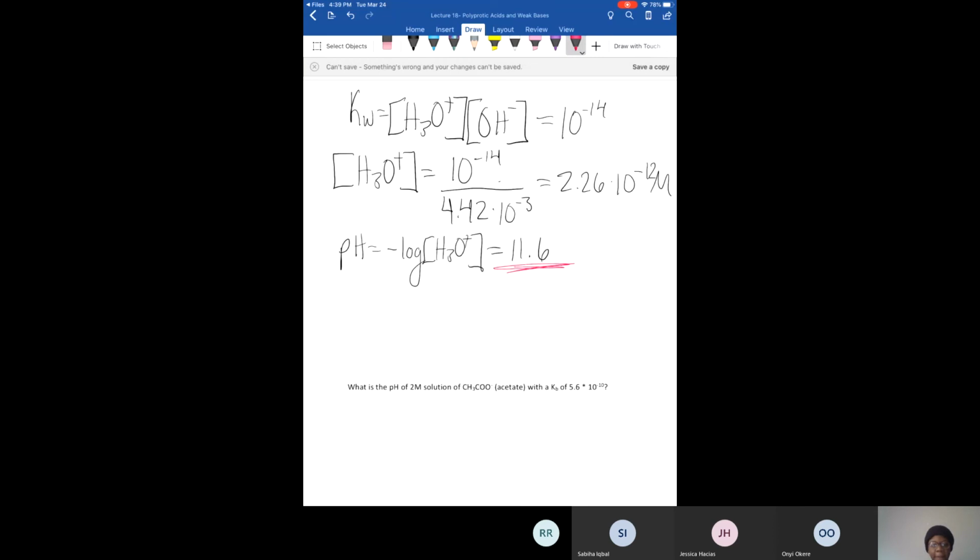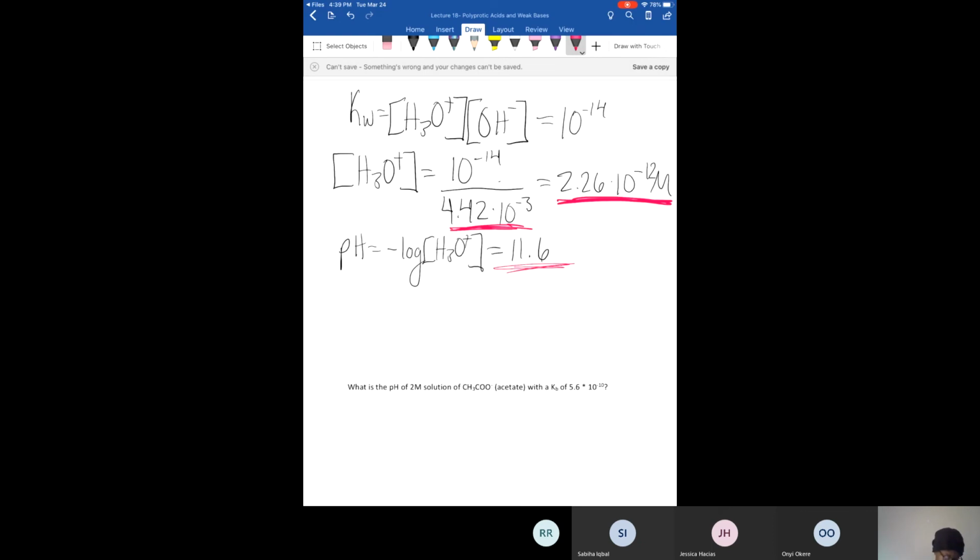It should be basic because your OH concentration is 4.42 times 10 to the negative 3, and your H3O plus concentration is 2.26 times 10 to the negative 12, so OH is a lot greater. You have a much greater concentration than H3O plus. So that's all I'm going to do for this worksheet.